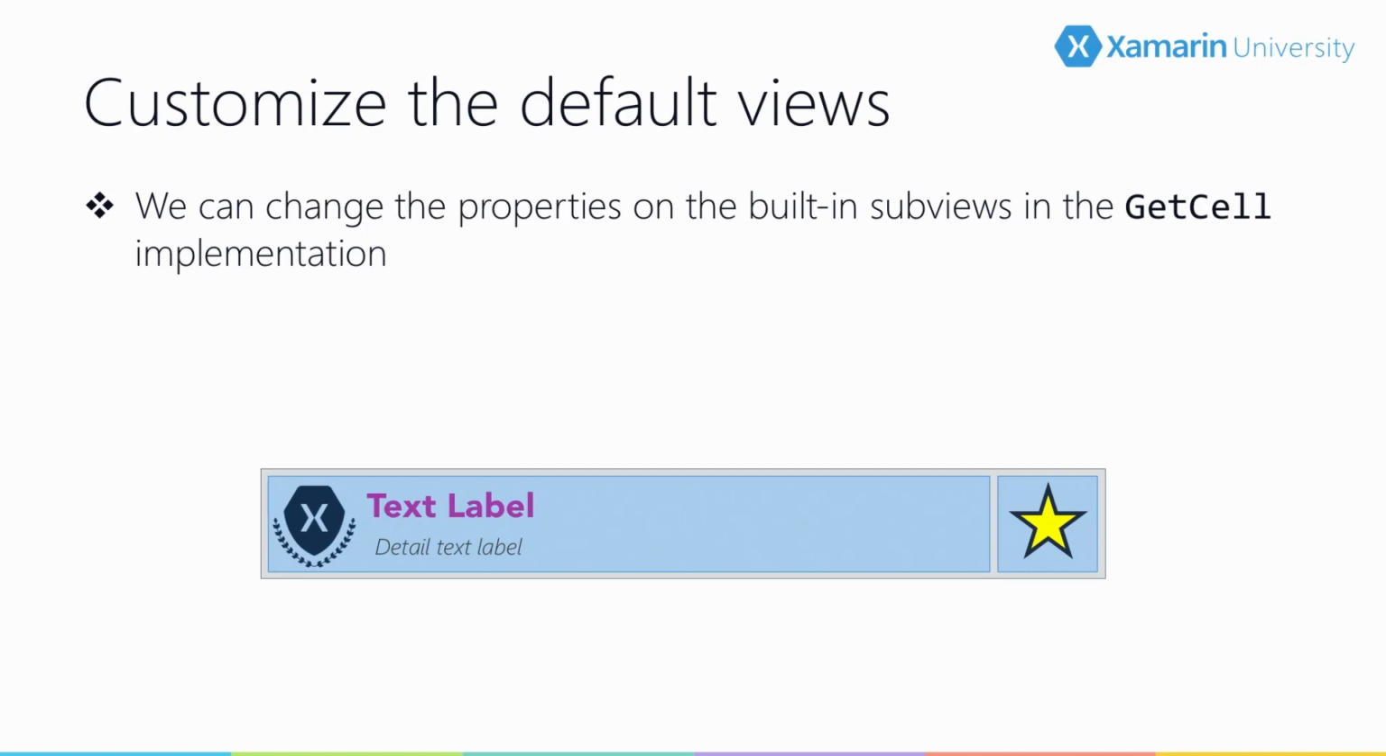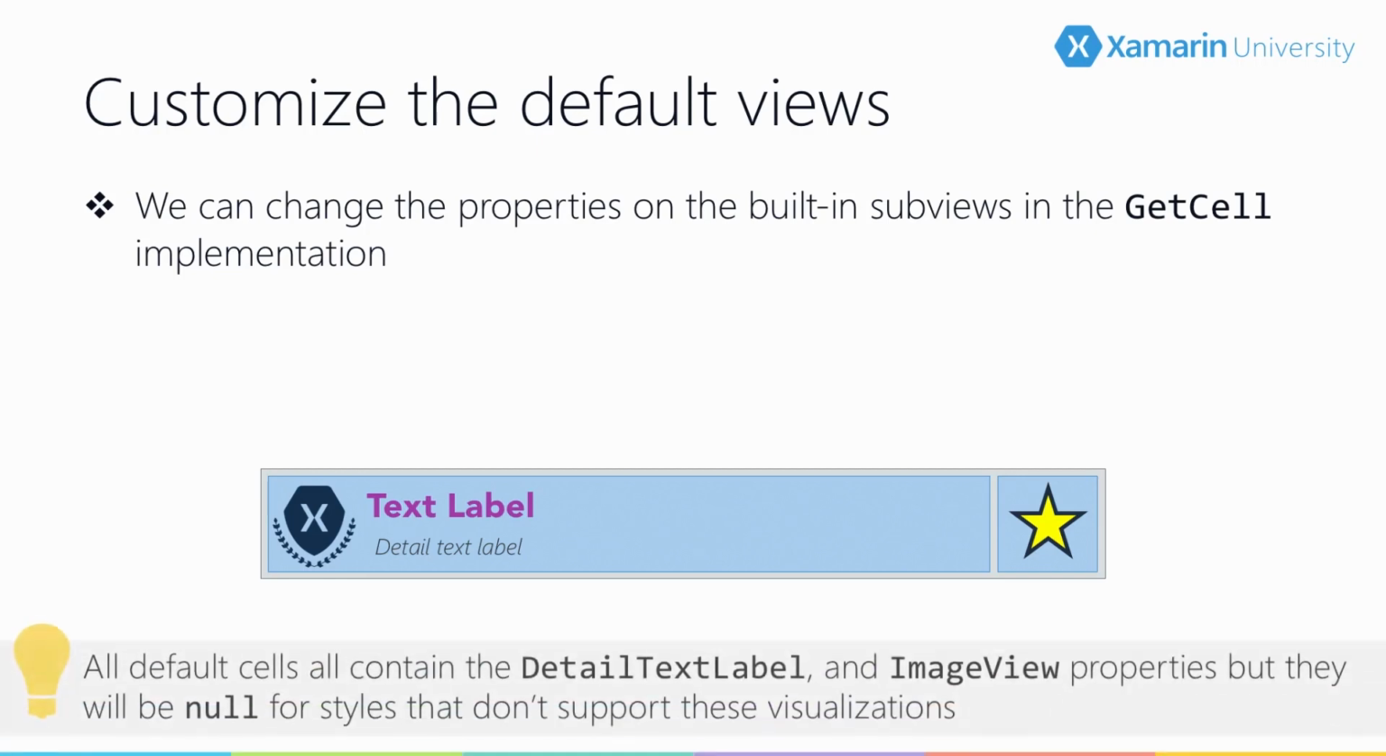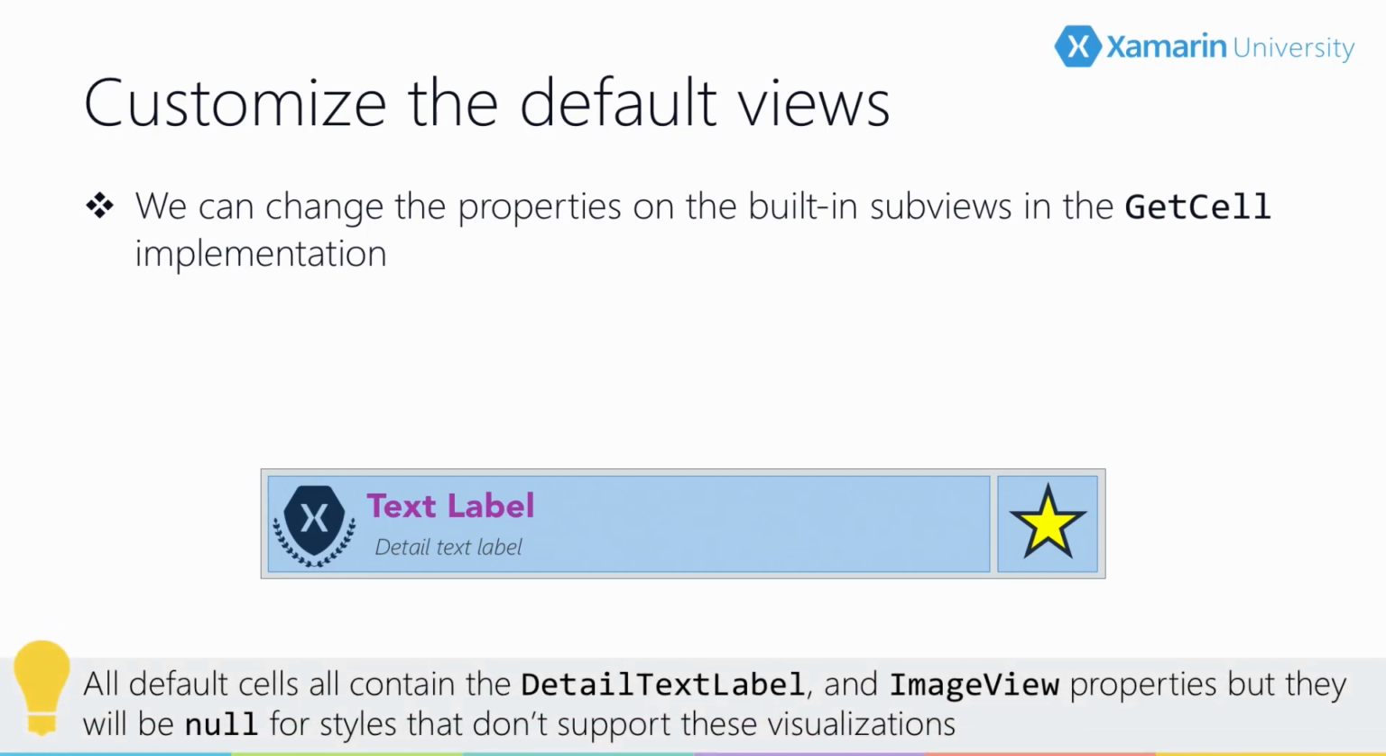Fortunately, Apple has used consistent child view property names for all the default styles, making it easy to know how to reach each child. So for example, every default style has a UI label property named TextLabel. For cells that support 2 rows of text, we can access the DetailTextLabel property, and the UI image view can be accessed using the ImageView property. Remember, these properties will be null for styles that don't support that particular visualization.